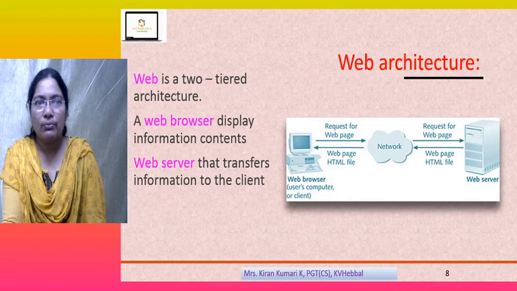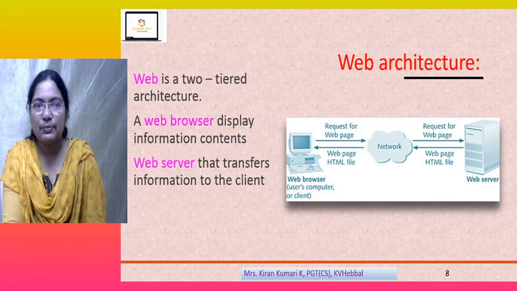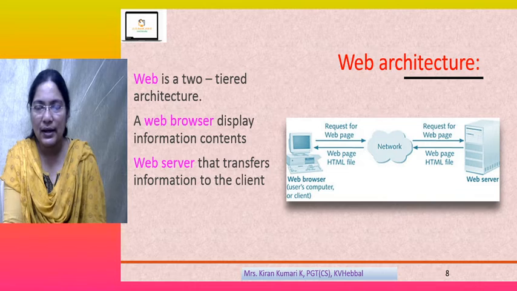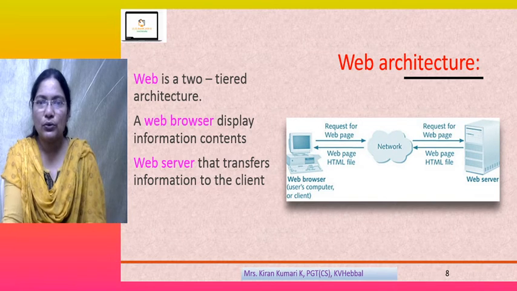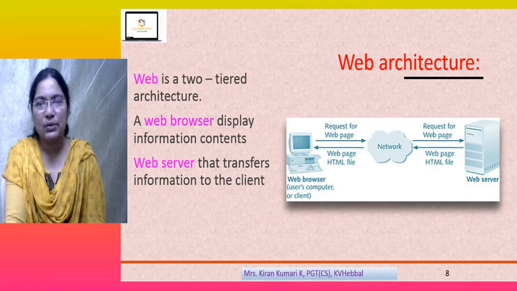Okay, so web architecture: the web has a two-tiered architecture. A web browser displays the information contents, and a web server transfers information to the client. Whenever you enter something in your browser URL, that is a request you are giving. Over the network it reaches the server. From the server, the response is transferred back to wherever the request was sent from.